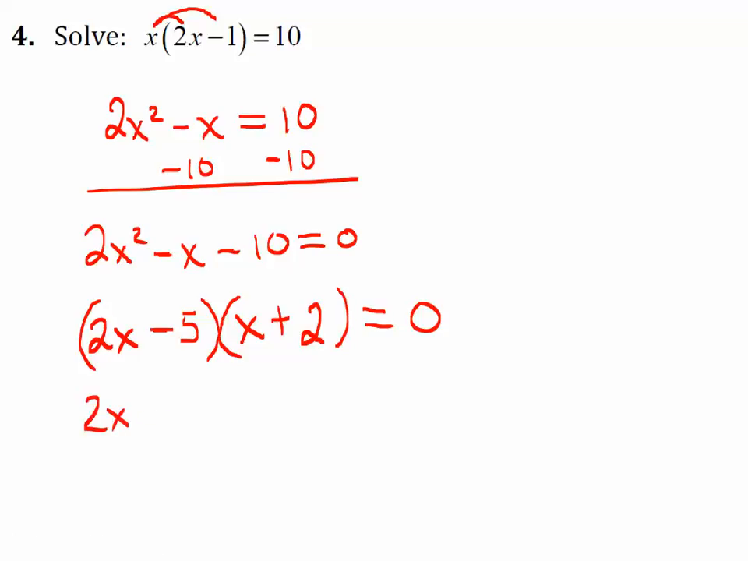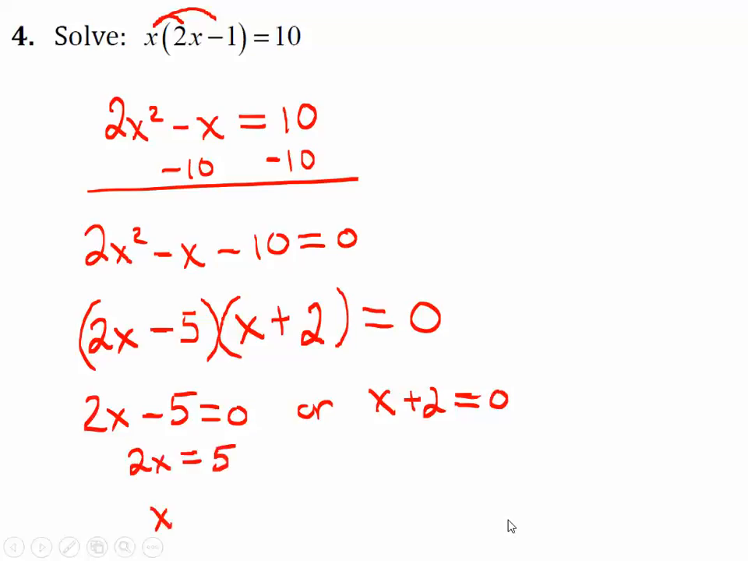All right, and set each of those equal to 0, zero factor property, and solve. How about adding 5 to both sides, dividing by 2 on both sides, 5 halves. The other one, subtracting 2 from both sides. And we get ourselves 5 halves, comma, negative 2.